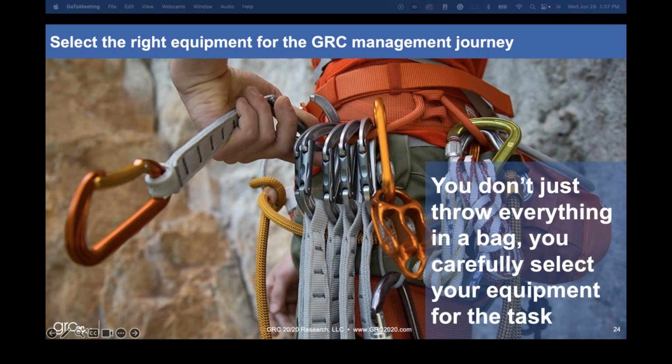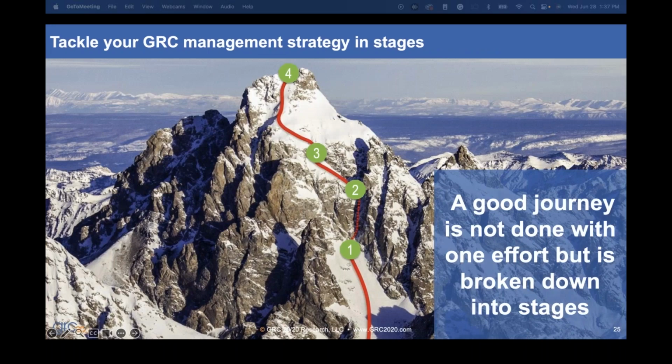And so you want to make sure you have the right technology that can get you down the path on your journey. Now, GRC journeys can be complex and very challenging. So you also have to break things up into stages that are achievable for the organization. And this is absolutely critical and necessary.